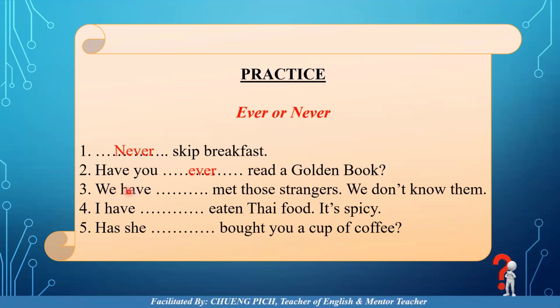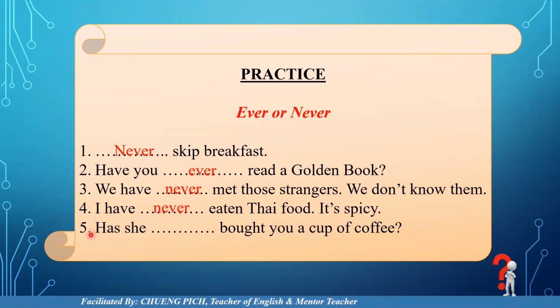Number three, we have made those strangers. Look at this last one. We don't know them. So you don't know them. So what is it? Never. Okay, we use never. Number four, I have eaten Thai food. Spicy. I have ever eaten Thai food, or I have never eaten Thai food. It's spicy. Look at the second sentence, giving you some hints about the previous one. So we use never.